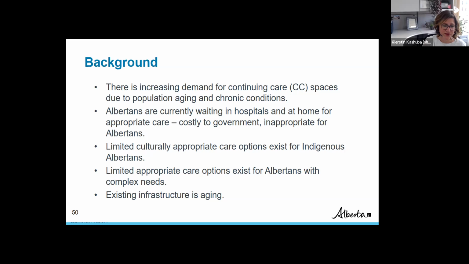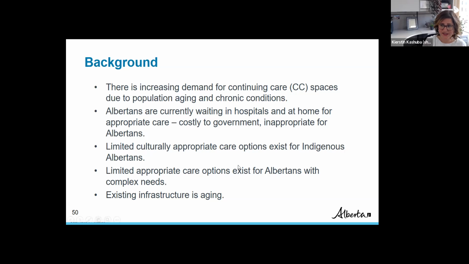The demand is increasing for other community-based options like addiction and mental health supports and palliative end-of-life care. However, there's not a consistent and integrated approach to determining demand or planning of capacity for these care options. Finally, existing infrastructure is aging. More than half of our current long-term care facilities are 30 years of age or older. Next slide.